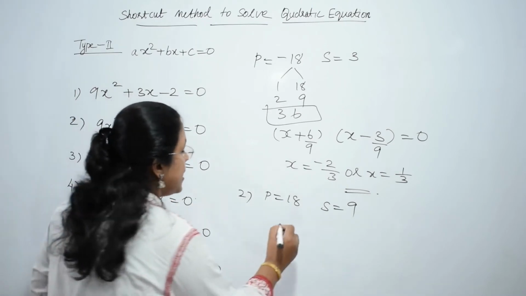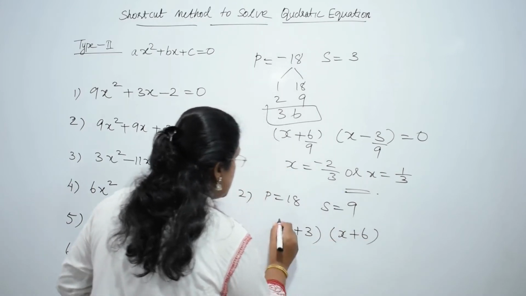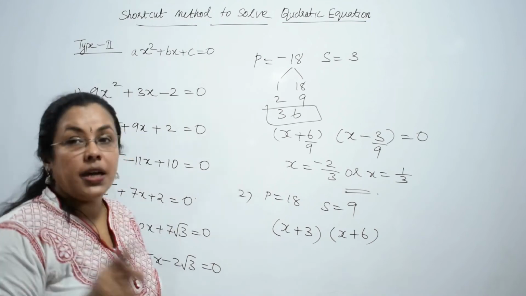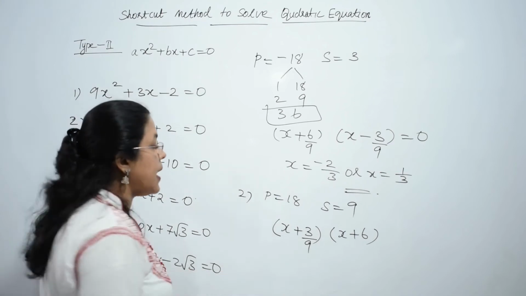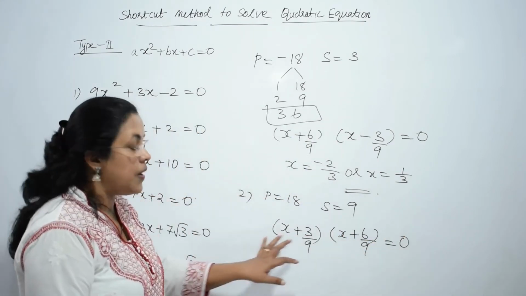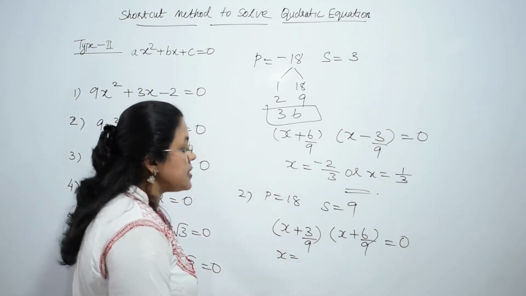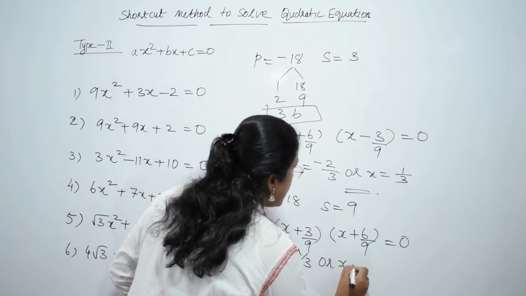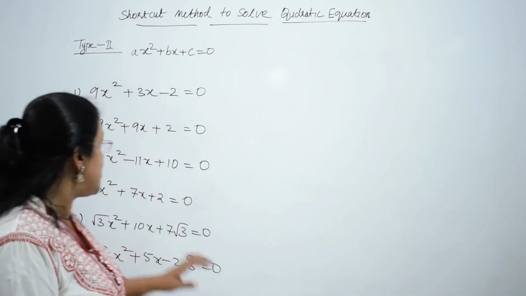Again 3 and 6. Write x plus 3, x plus 6, is it completed? No. Because we have to divide it using the coefficient of x square. That is x plus 3 by 9, x plus 6 by 9 is equal to 0. So what are the possible values of x? X is equal to, after cancelling the common factors, minus 1 by 3 or x is equal to minus 2 by 3. Now look at question number 3.